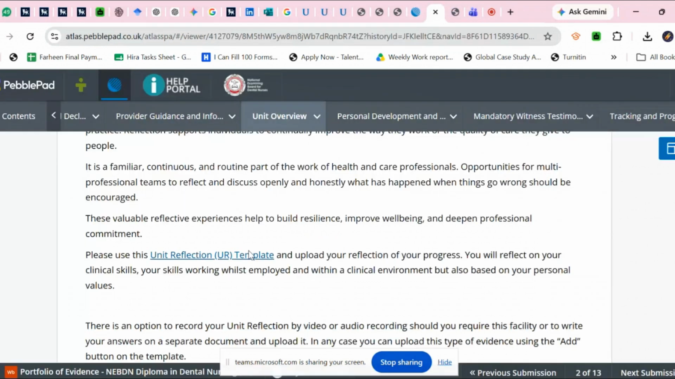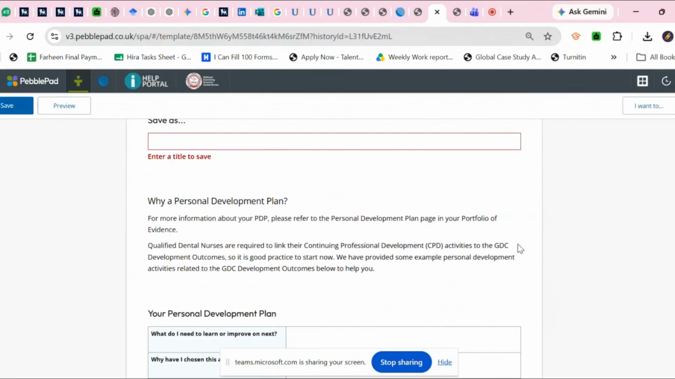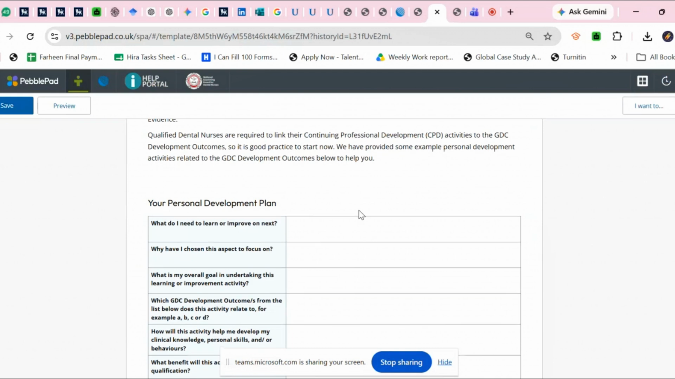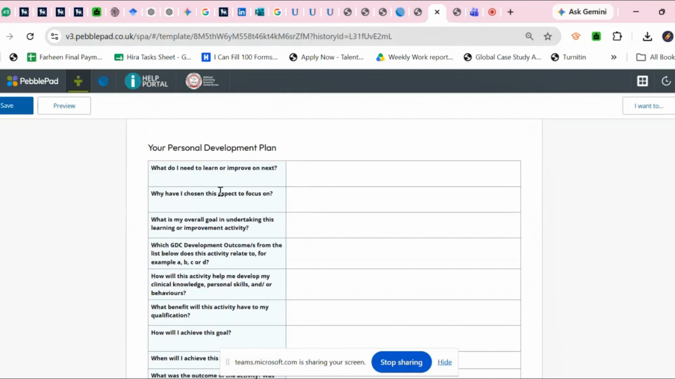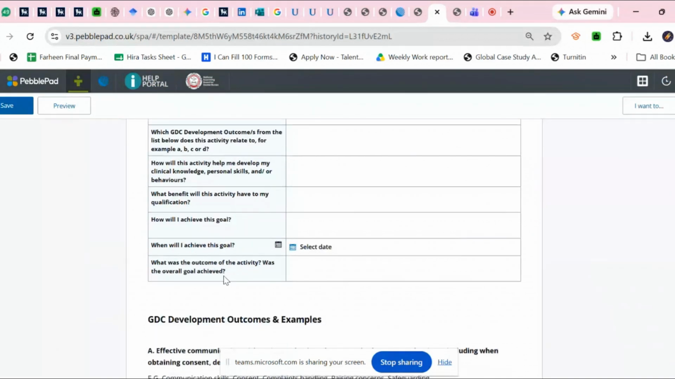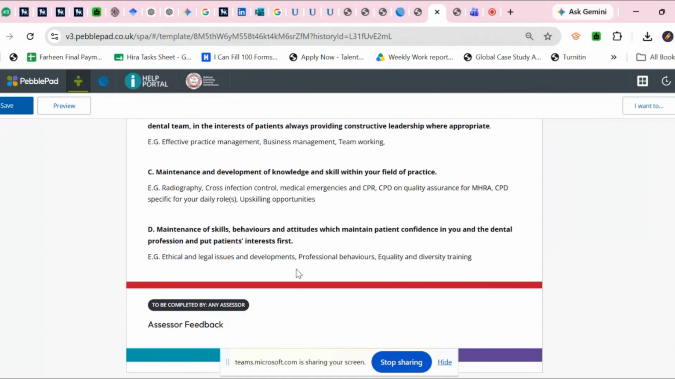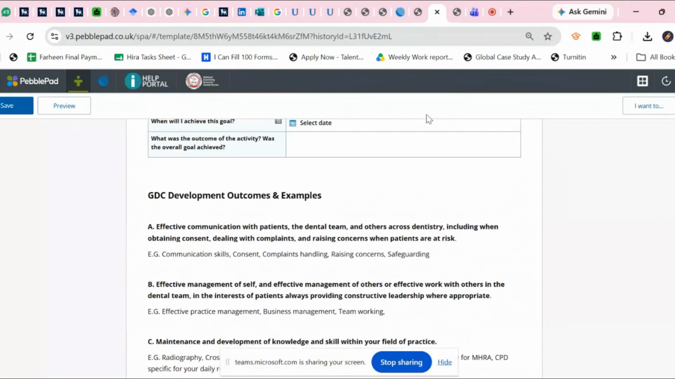Same goes with your PDP plans. This will look like this. You have to add all the details. Just carefully read these questions and see what basically they are asking. You have to mention the appropriate date for the goal you will be achieving. And on the last one, you have to add your sign and complete this form.